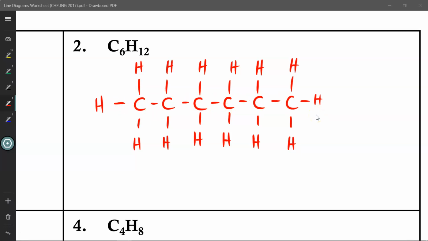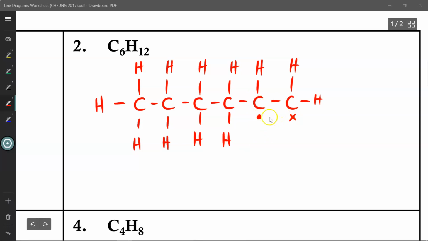But of course there is a problem. C6H12, I should only have 12 hydrogens. I've got the right number of carbons, but I have 14 hydrogens, not 12. I've got 2 extra ones. So I'm going to randomly delete 2 hydrogens, but that leaves these 2 carbons missing an electron each.